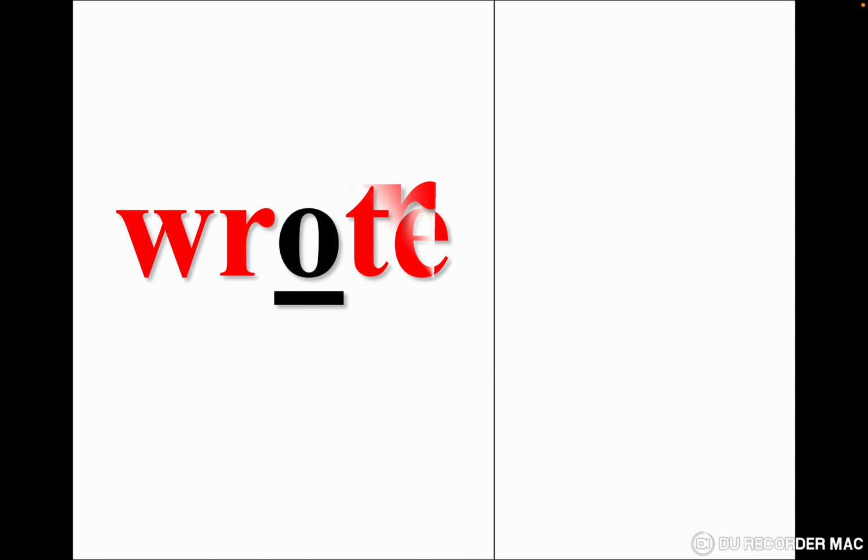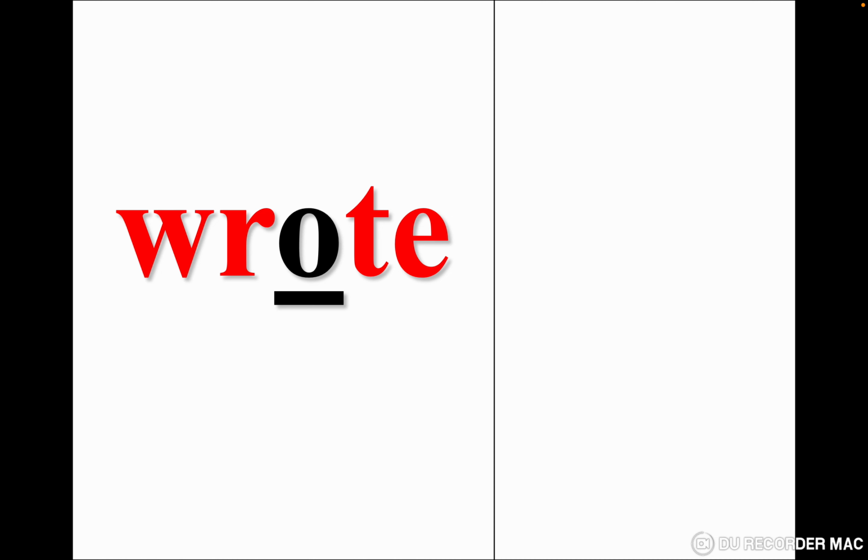Write. The W is silent, the E is silent, and the I is pronounced "I." Write. But look at the past. What happens? We change I to O. And students pronounce it "rot" now. If we say "rot fruit," it means we cannot eat rotten fruit because it's bad. But here it's the past of write, wrote.